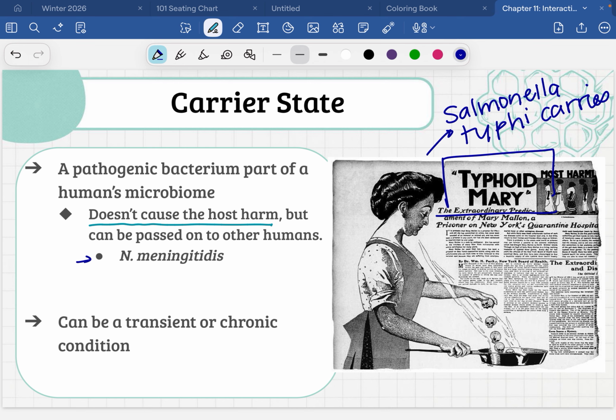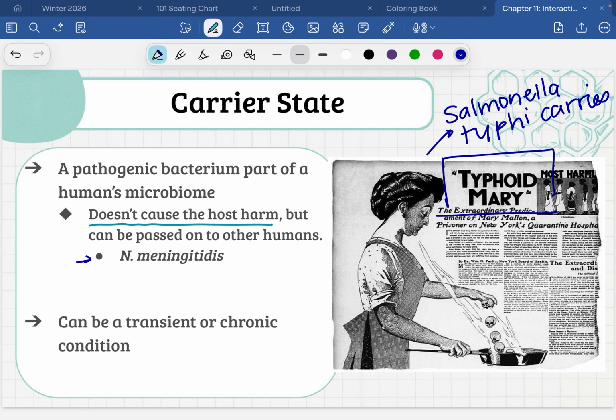Now, again, remember this was, I believe, the late 1800s. This was before antibiotics existed. This was before hand washing was a big deal. They might have started using hand washing in doctor's offices and surgical suites, but hand washing at home absolutely was not a thing. And Typhoid Mary was actually a cook. So she would cook people's food.